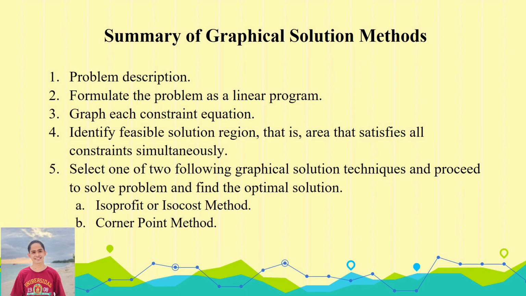Next, the following is the summary of the graphical solution methods. Number 1, problem description. 2, formulate the problem as a linear program. 3, graph each constraint equation. 4, identify the feasible solution region, that is, the area that satisfies all the constraints simultaneously. 5, select one of the two following graphical solution techniques and proceed to solve the problem and find the optimal solution. You can choose the isoprofit or isocost method or the corner point method.